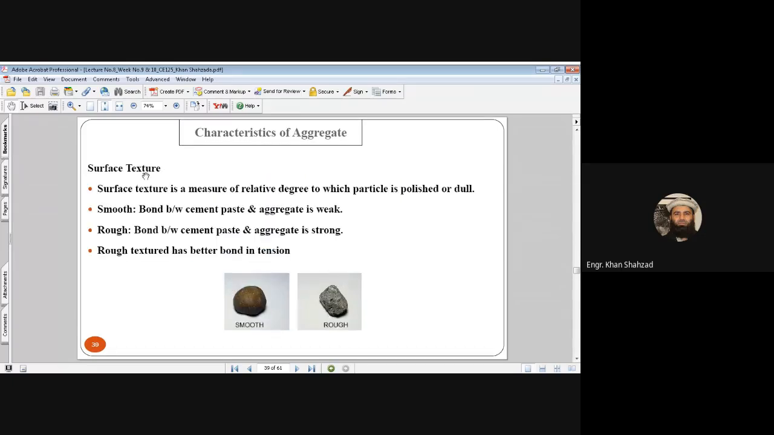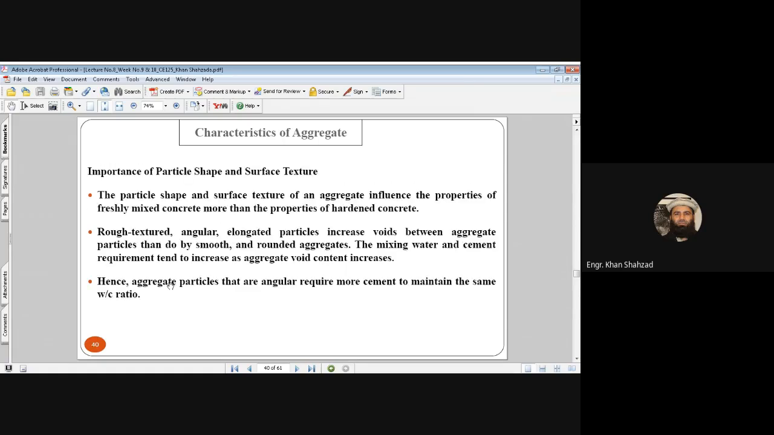So coming toward the surface texture. Surface texture is a measure of the relative degree to which a particle is polished or dull. If you are using smooth aggregates, then the bond between the cement paste and aggregate is weak. When you are using rough aggregates, then the bond between the cement paste and aggregate is strong. Rough textures have better bond in tension.